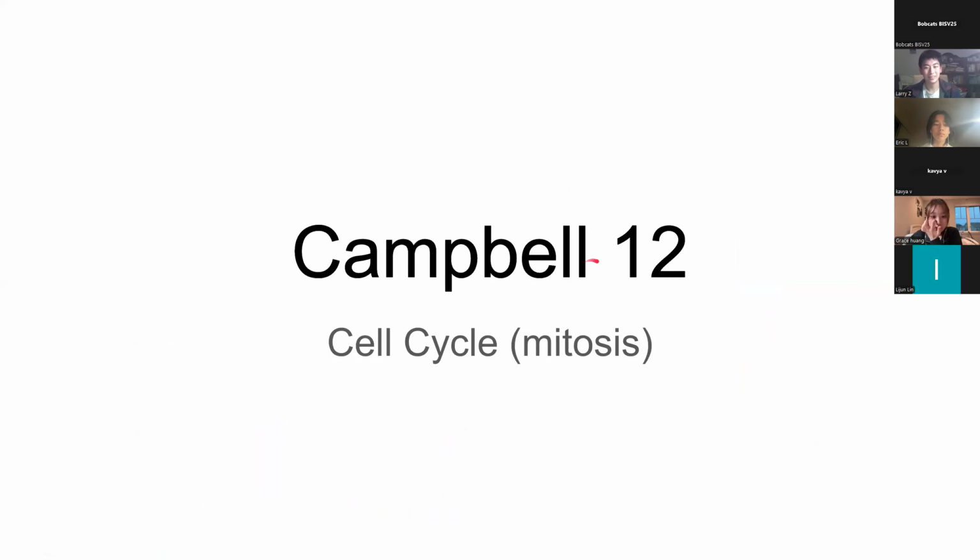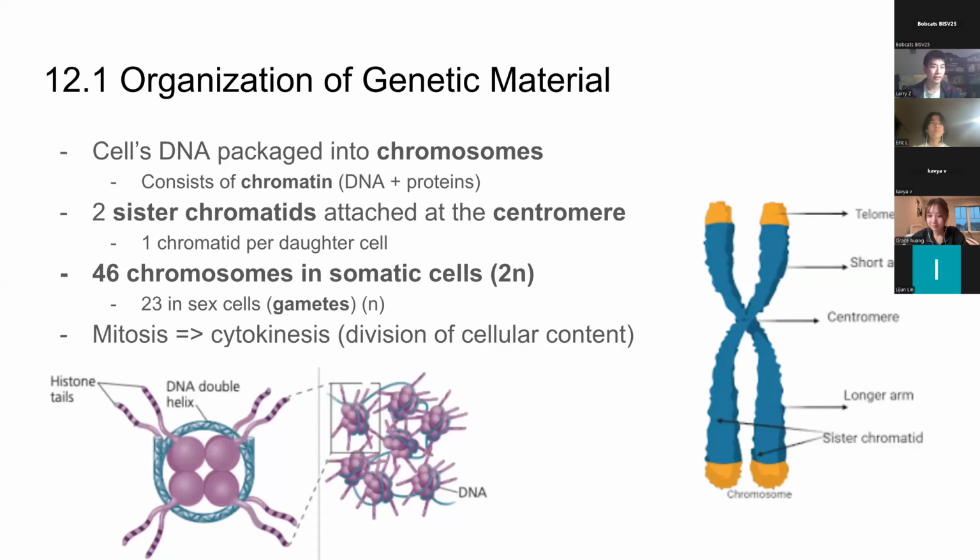Okay. So we're going to be talking about chapter 12 of Campbell's, which is mitosis in the cell cycle. And we're going to talk about the organization of genetic material first. So all of a person's genes or their genome is in the form of DNA, right? And it's stored in the nucleus. And humans have a lot of DNA. Like people have on average 3 billion base pairs worth of DNA.